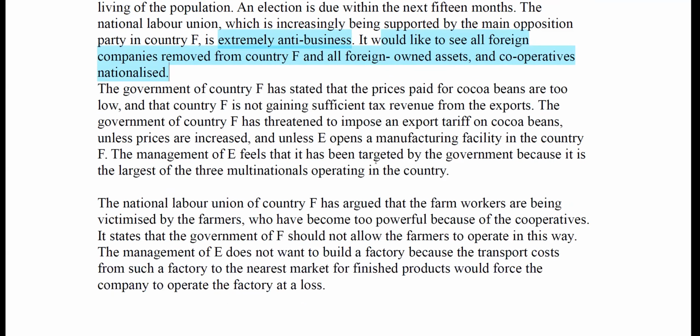Now, they said the government of country F has stated that the prices for the cocoa beans are too low, right? The government itself. And that country F is not gaining sufficient tax revenue from the exports. So, because of that, he has threatened to impose an export tariff on the cocoa beans. Somebody who was supporting us is now imposing an export tariff, trying to oppose us, right? So what is happening? Opposition, right?